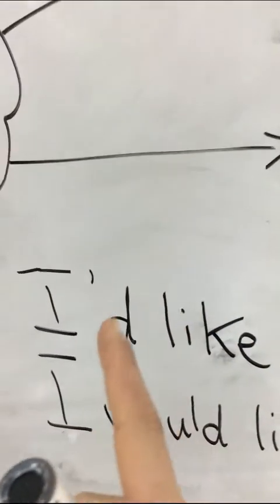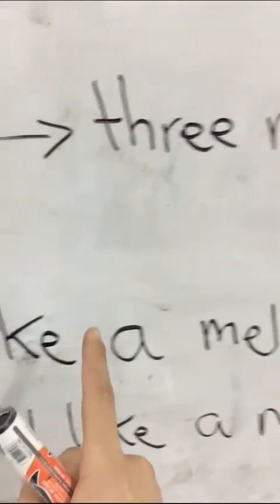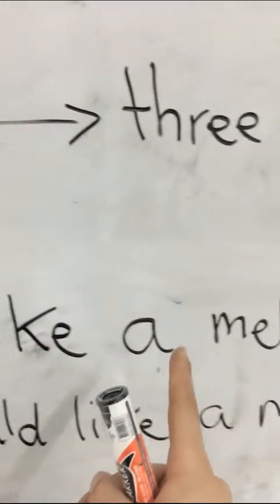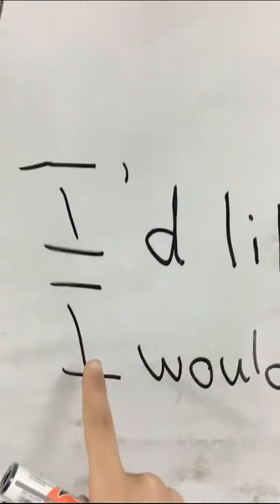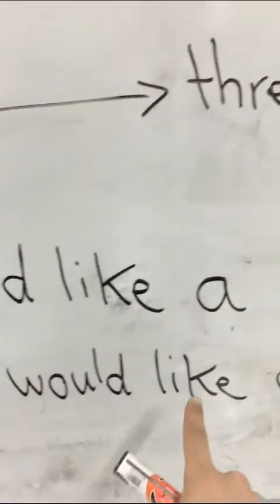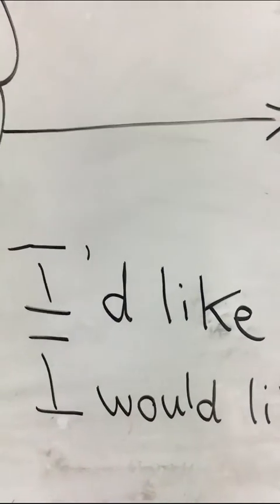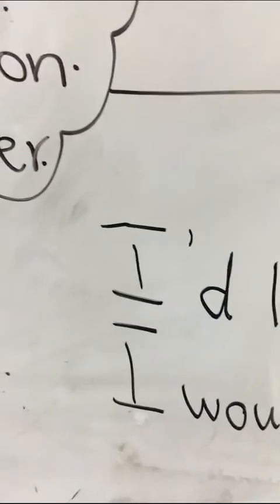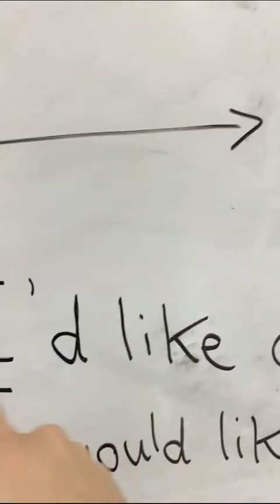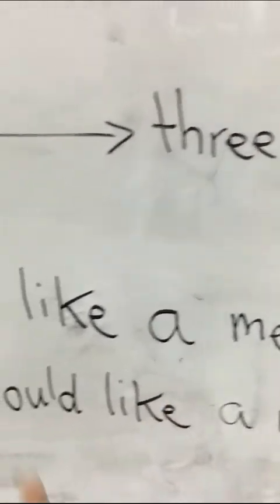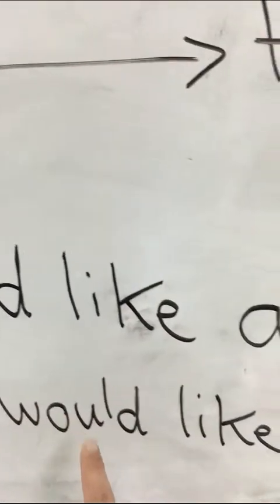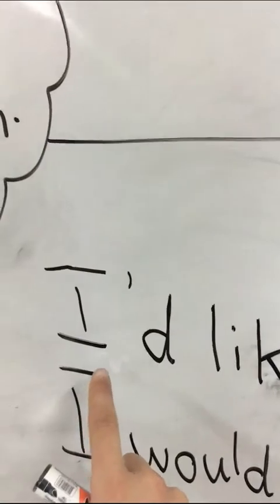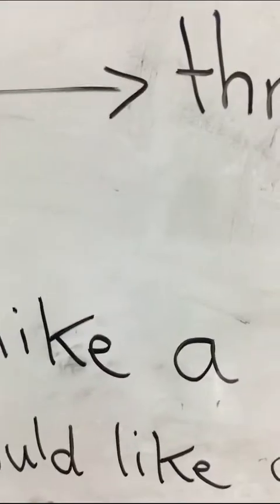And let's take a look at the sentence here. I'd like a melon. Here, I'd is the short form of I would like. In rapid connected speech, people usually say I'd like a melon. If you find it like this, say I'd. If you find it like this, say I would like a melon. So the I'd here is the short form of I would like.